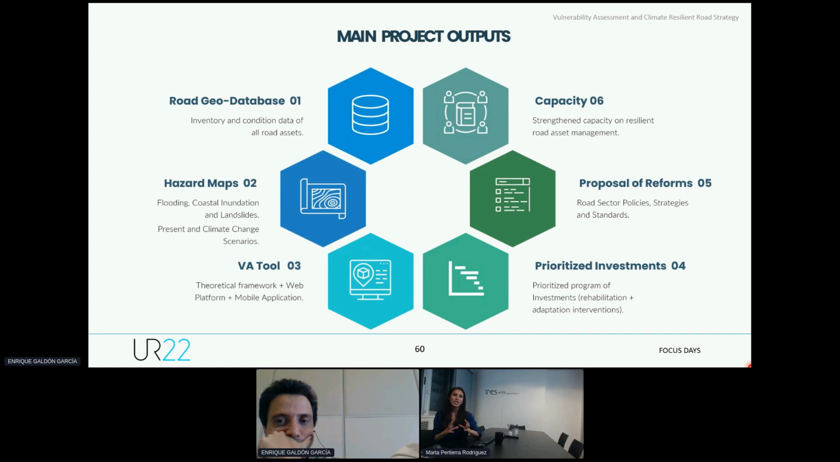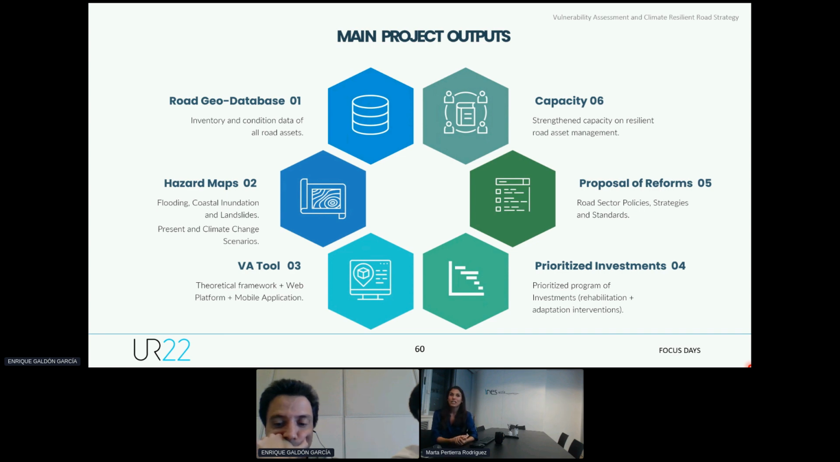So establishing a good road geodatabase is crucial for this kind of project, and it's something that we always tell our clients they have to really work on. Even if they do not have a road asset management system or do not do anything else, at least start collecting data, because it's going to enable you to do a lot of studies in the future.